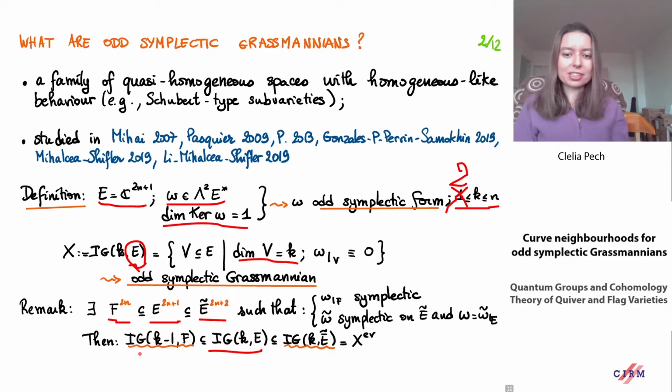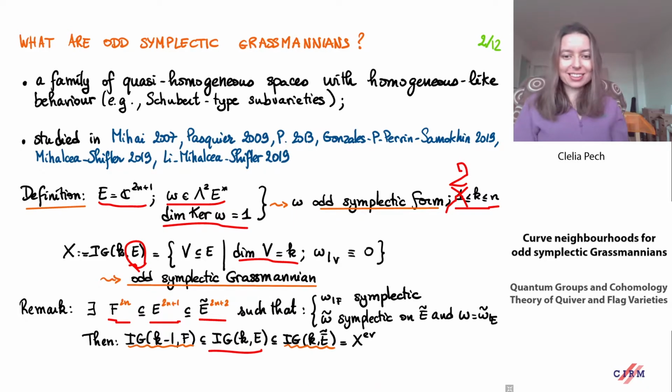So the first one, this IG(k-1, F), we will see that it will give us one of the orbits for one of the actions we're going to look at. And this one, we'll see that the odd symplectic Grassmannian actually is a Schubert variety of this X even. Okay?